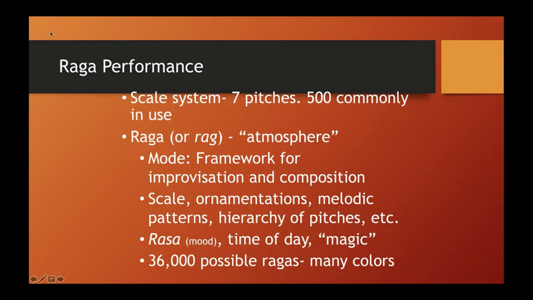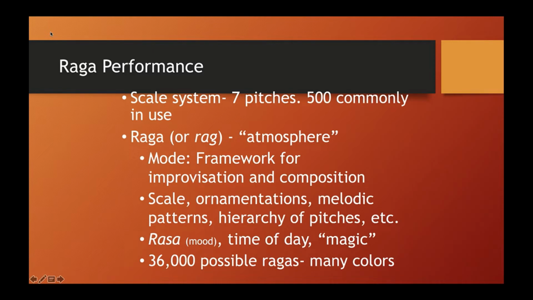So in Indian music, the scale system is known as raga. Raga, very important term. Normally it's 7 pitches, similar to our Western scale. There are 500 common ragas in use, though. So compare that to what we have in the West, which is for the most part major and minor. In India, you have 500 different types of scales, not just 2. Raga means atmosphere, and it provides the framework for improvisation and composition.